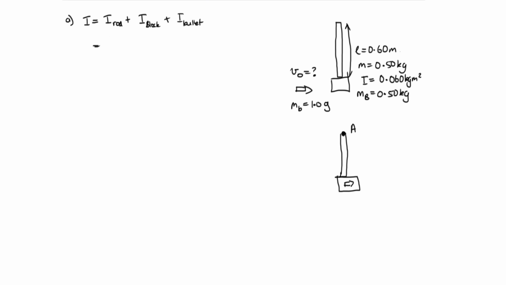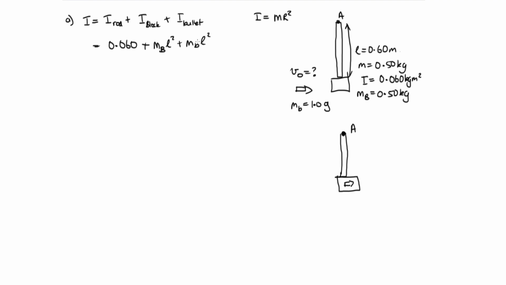So the rod we're actually given, so this is 0.060. Now we're told that we can treat the block as a point mass, and we know that the moment of inertia of a mass is given by mr squared. So this is just equal to the mass of the block times, now it's a point mass, a distance L from the pivot point A. So this is times L squared. And then for the bullet, because the block's treated as a point mass, we can assume that the bullet which is embedded in it is also a point mass, which is also a distance L from this pivot point. So that's plus the mass of the bullet times L squared.